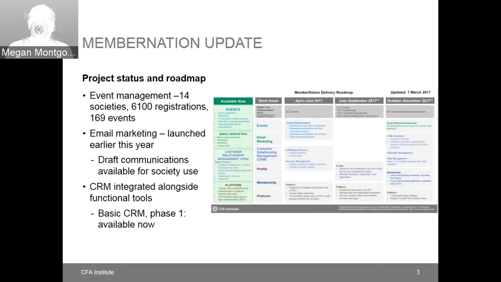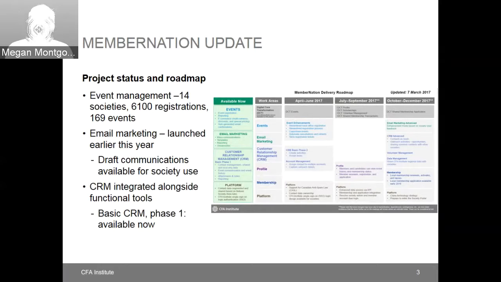The next theme that was released as part of the MemberNation project was the email marketing tool. That was launched earlier this year, and as part of that theme, we have created some draft communications that are available for societies to use. So they're available within the email marketing tool, and you can customize those as needed in order to send those out to your contacts.